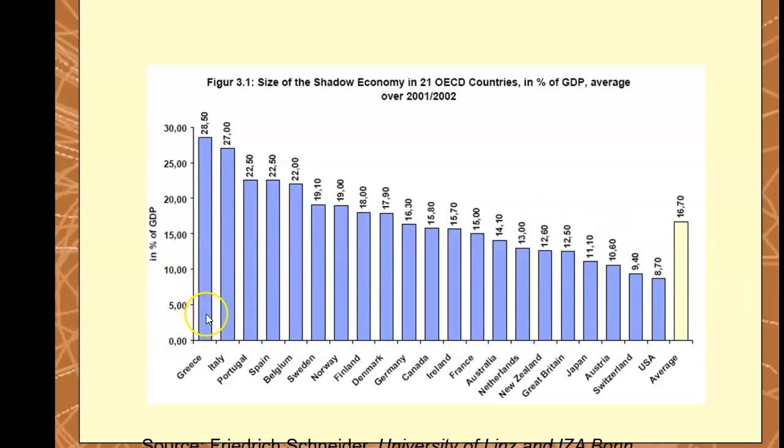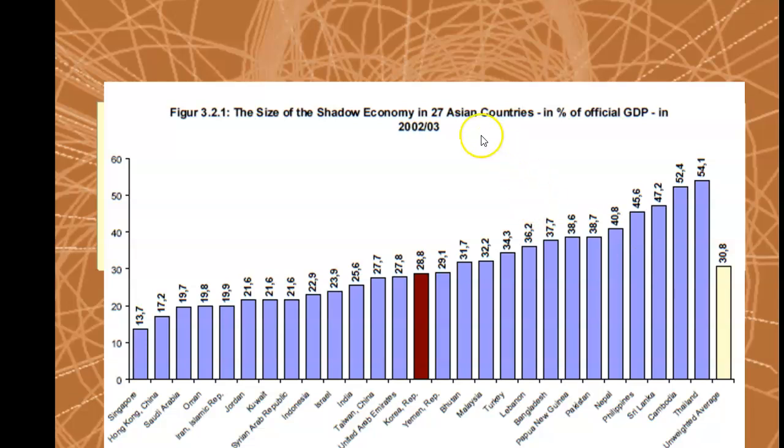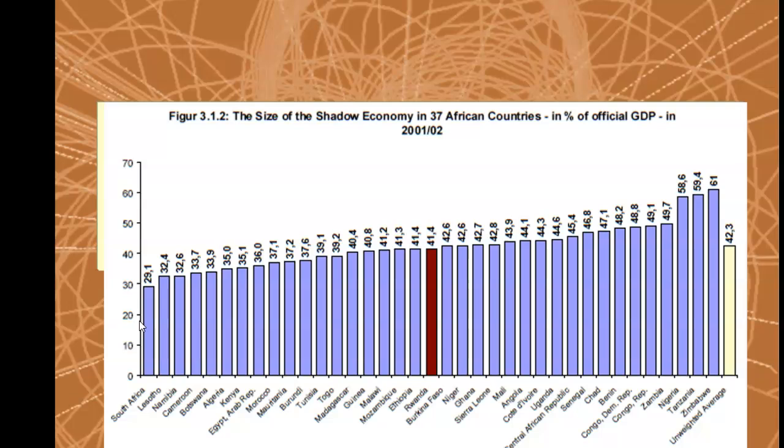You can see Greece has a much higher percentage than the average. Roughly almost 30% of the Greek economy is not reported because it's in the underground portion. For the United States, it's relatively low, about 8.7%. Now, what about Asian economies? The average is much higher than OECD countries. The average for Asian countries is about 31%, ranging from a high of 54%, half of the Thai economy is not reported, to a low of 13.7% in Singapore.